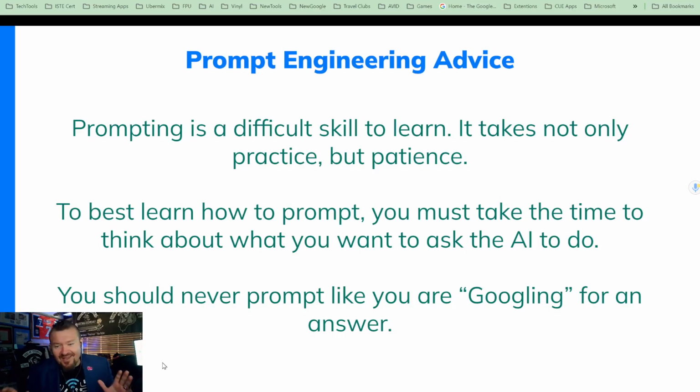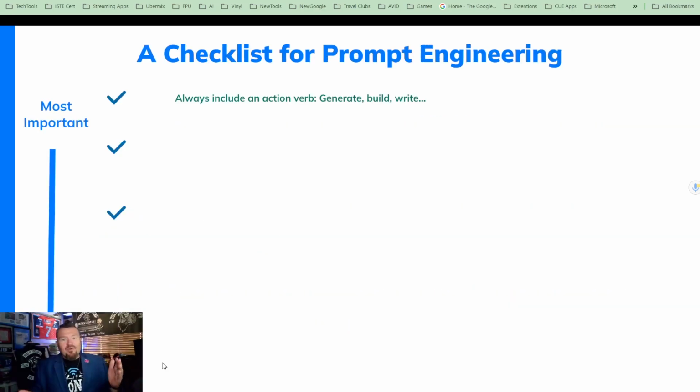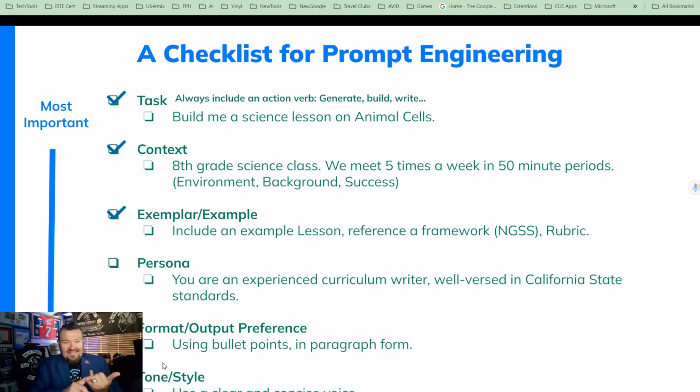We should never prompt like we're Googling, right? Like, what is this? We should never prompt with like a 4-word sentence. We should prompt like we're writing a paragraph. And that takes time. That's why we have a checklist for prompt engineering, right? And we should always include a task. What do we want this large language model to do?